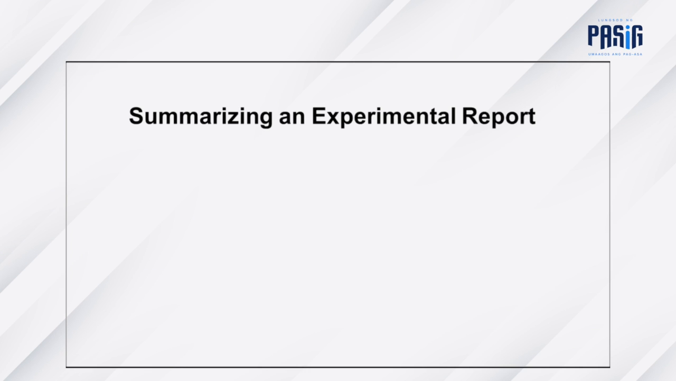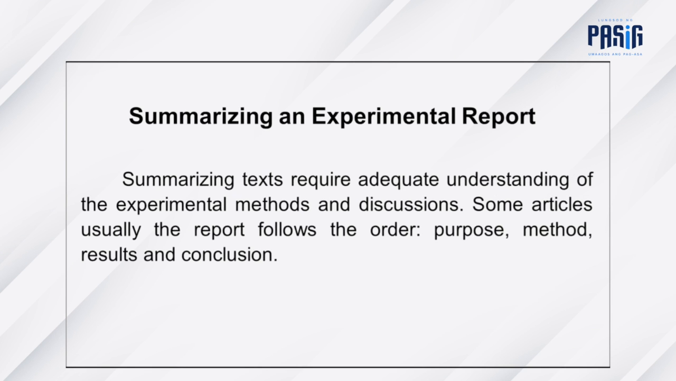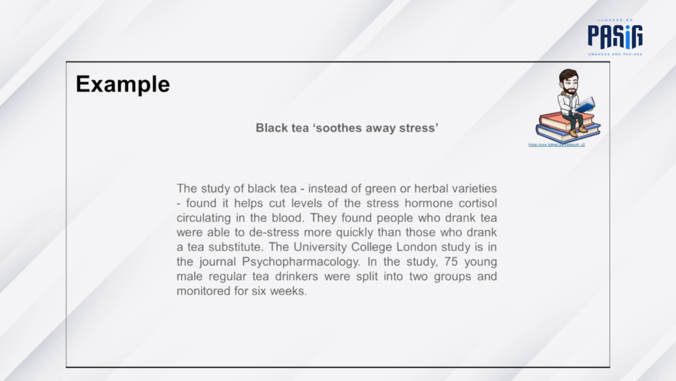Summarizing an experimental report. Summarizing texts requires adequate understanding of the experimental methods and discussions. Some articles, usually the report, follow the order: purpose, method, results, and conclusion.